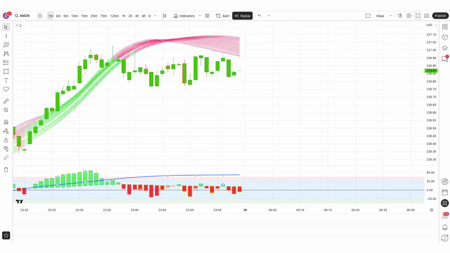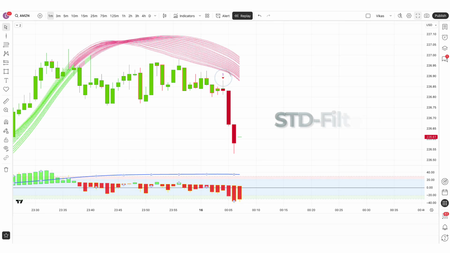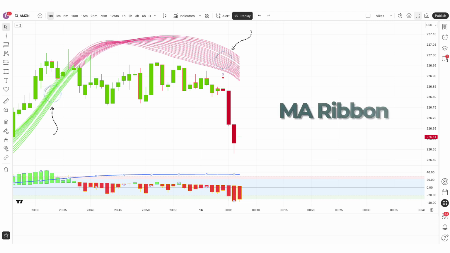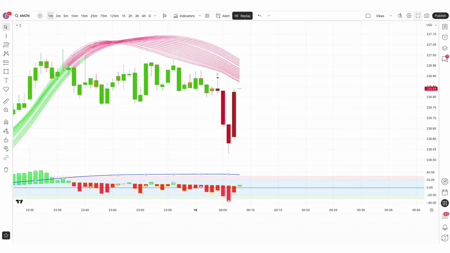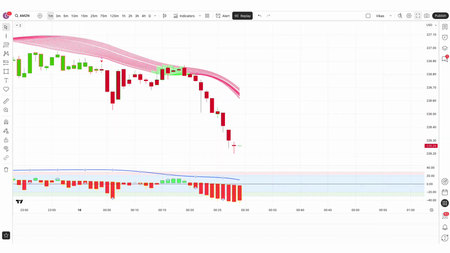First of all, let us know about trading tools. The buy and sell arrow indicator we see in the chart is called the STD filtered indicator. The green and magenta pink color lines indicator we see in the chart is the MA ribbon indicator. The green and red color candles indicator we see in the chart is the Heiken Ashi RSI indicator. Now we tell you how we want to trade.